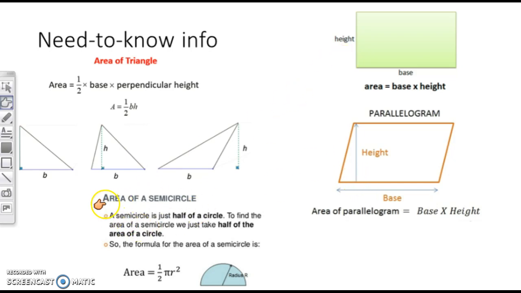And then we need the area of a semicircle. And we just talked about area of a circle is pi r squared. And a semicircle just means half of a circle, so you just take half of that area formula. So you can do pi r squared divided by 2, or you can do 1/2 times pi r squared.